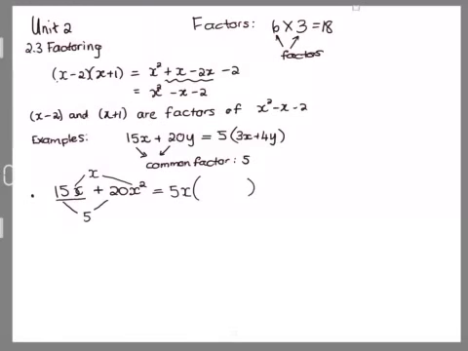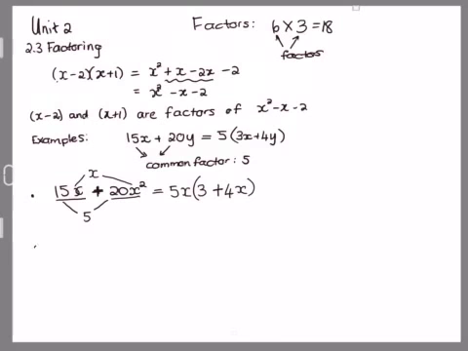5x times what will give me 15x? I only have a 3 there, right? Check yourself. 5x times 3 gives me 15x. Then go back, follow your sign. Plus 5x times what gives me 20x squared? Or 5 times 4 gives me 20. x times what gives me x squared? x times x. Remember, if you multiply the brackets out again, you should get what you started off with.